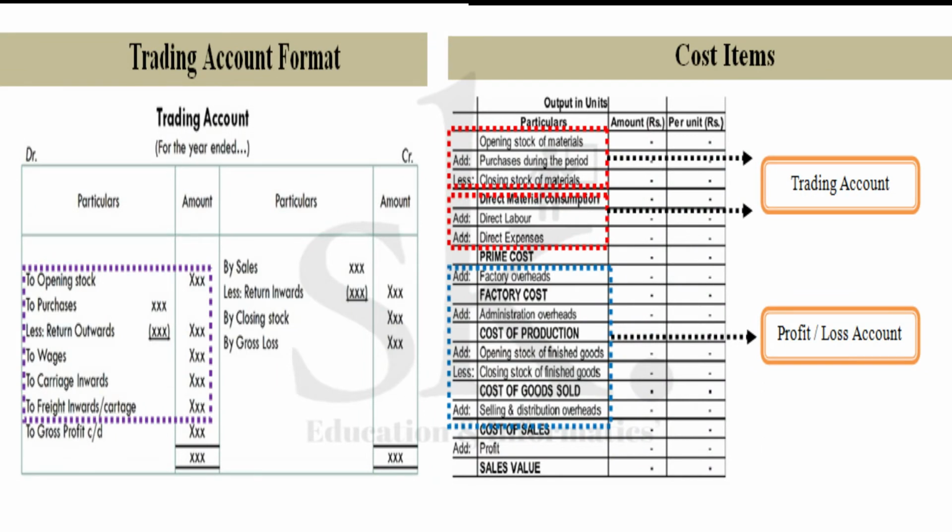One is with respect to raw material, labor and direct expenses. So we include here opening stock. We take purchase, we adjust the purchase return. We take wages, which is a part of labor. Carriage inward is basically a part of raw material. We take freight inward, cartage, which is basically a part of direct expenses. So we have taken raw material information, labor or wages, as well as direct expenses on the trading account debit side.